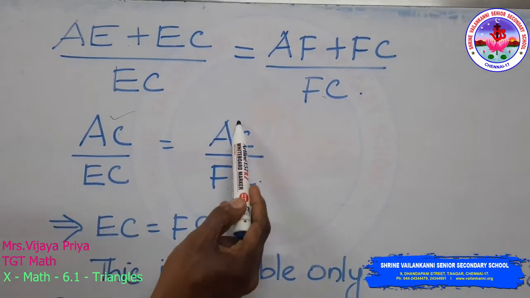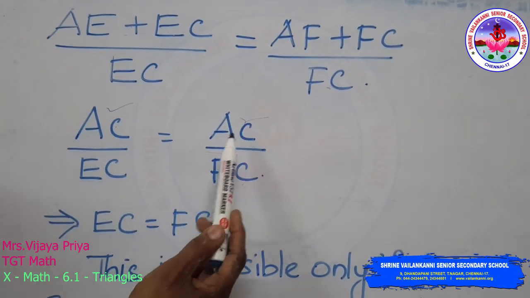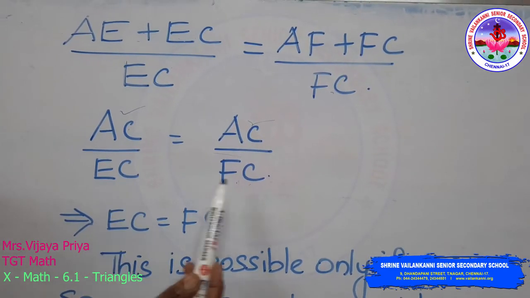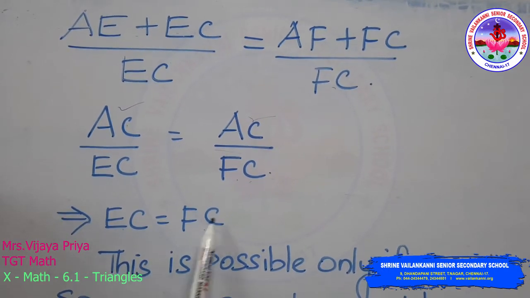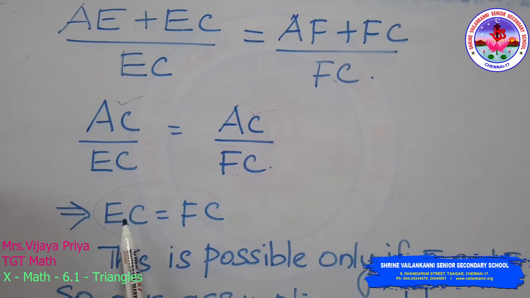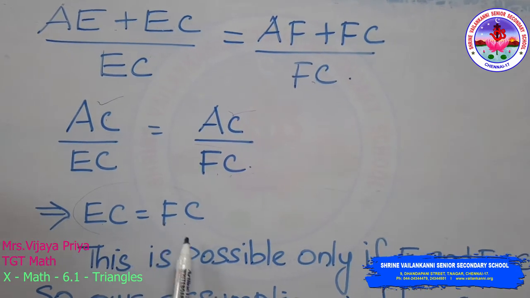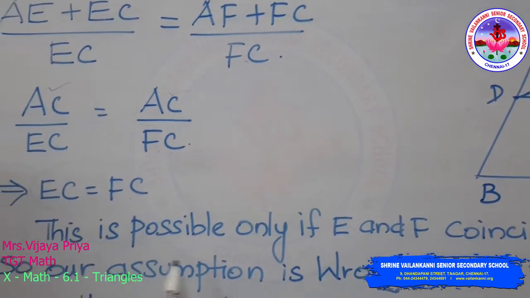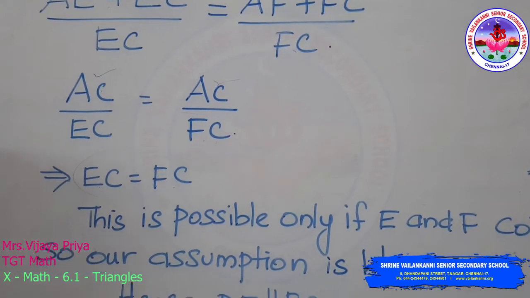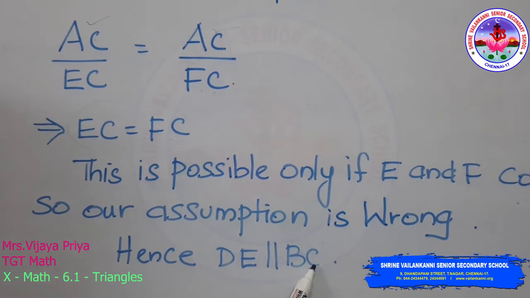So here the numerators of both sides are equal. So automatically the denominators are also equal. So EC is equal to FC. This happens only if E and F coincide. So this is not possible. So our assumption is wrong. Hence we find that DE is parallel to BC.